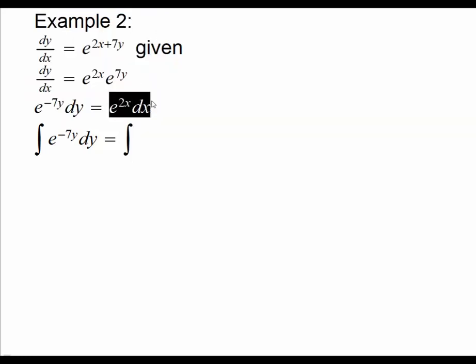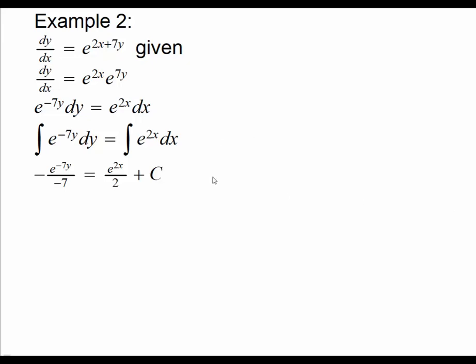Now by substituting for this variable in the exponent, you will have negative e to the negative 7y over negative 7 equals e to the 2x over 2, and then we will have a constant of integration.